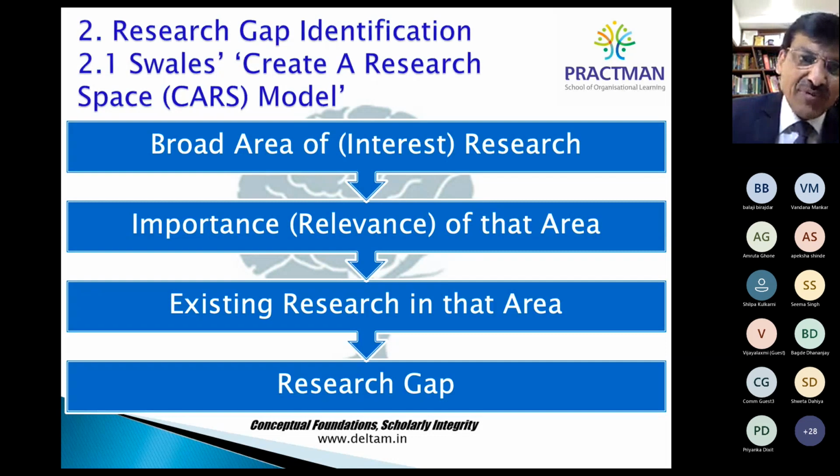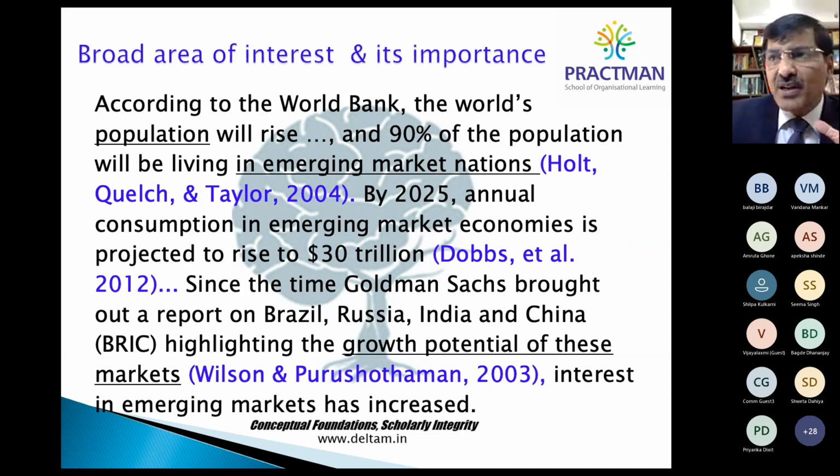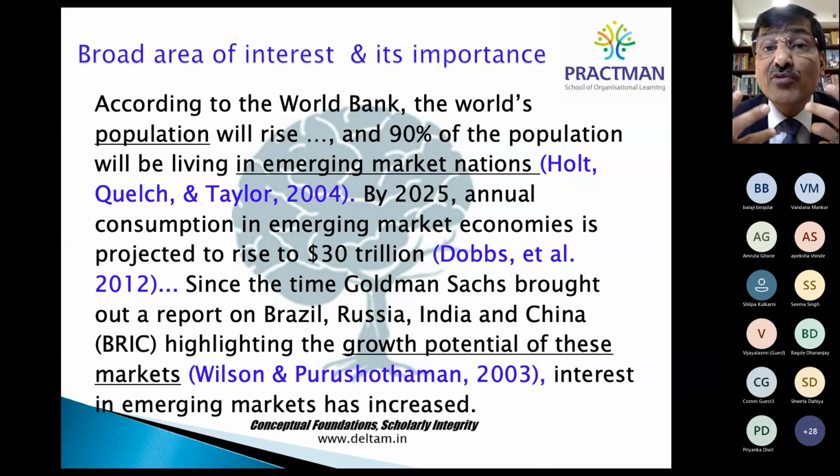Now let us look at it with the help of a case study of one of my research papers, which we published in the Journal of Strategic Marketing. Now in this paper, what was our broad area of interest? Our broad area of interest was marketing strategies in emerging markets. So when we write the research paper, we have to first establish that that is an area which is important. That is an area which is relevant.